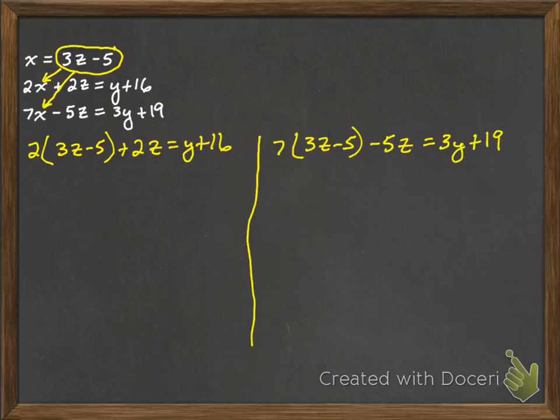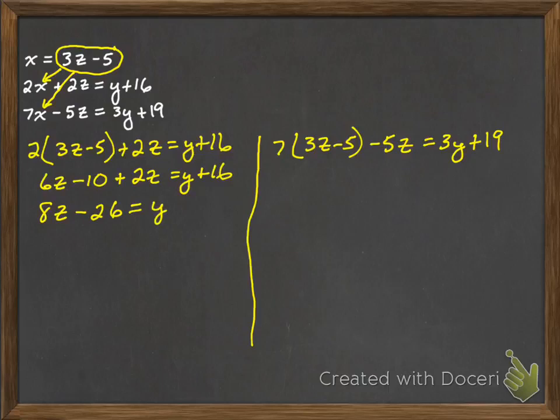All right, distributing and combining like terms. So we're going to have 6z minus 10 plus 2z equals y plus 16. All right, combining like terms, we'll have 8z. I'm actually going to subtract 16 over to the left side, which will give us minus 26 equals y. The reason I did that is because in one of our next steps, we're going to have to solve for one of our variables. And so by bringing the 16 over to this side, I'm solving for the y. So it kind of will help me in that next step.